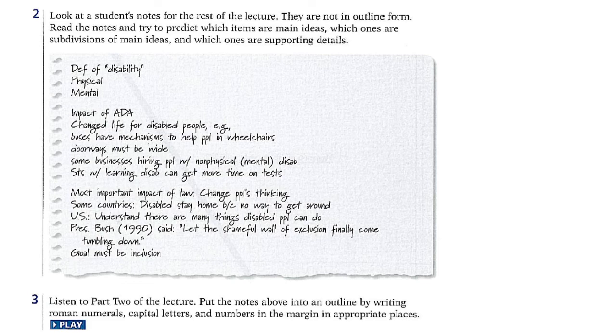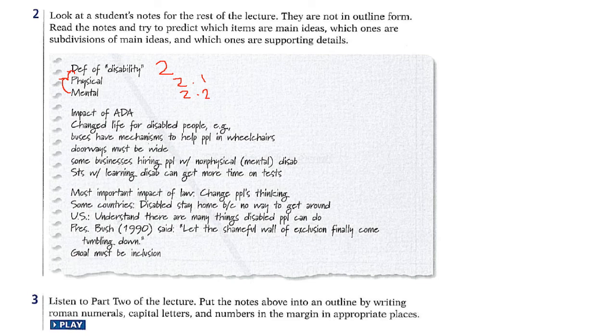Then he talks about the definition of disability. So I gave that a number 2. And then he talks about the physical and the mental. So I wrote 2.1 and 2.2 to show that these two parts are supporting the definition of disability.